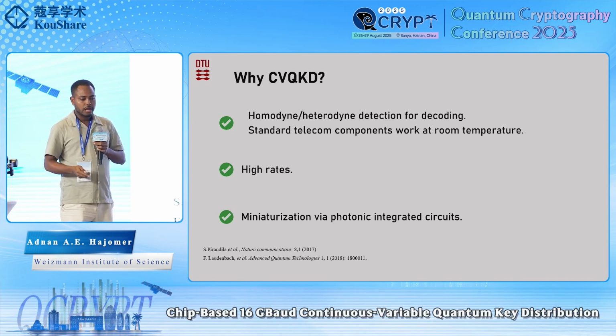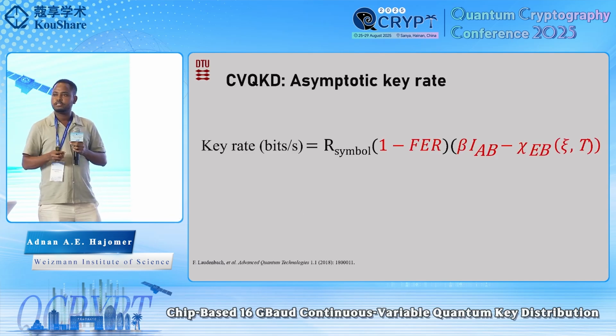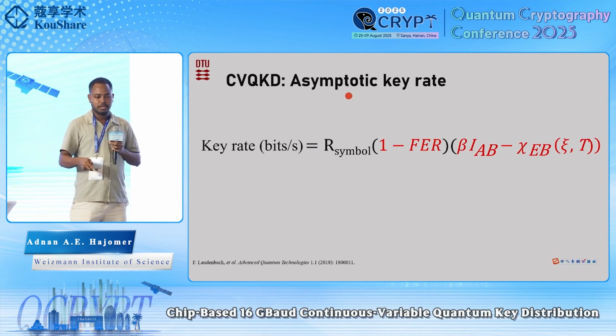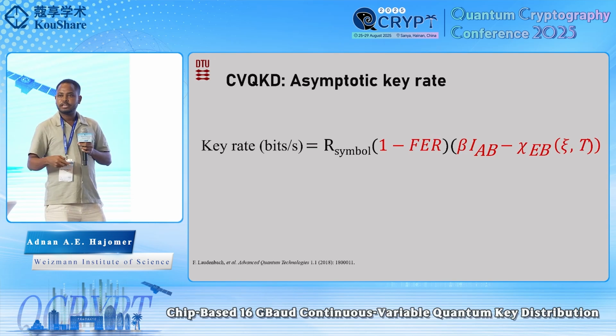All right, so let's look at the first advantage, the high rate. How can we improve the key rate of CVQKD? In order to understand that, let's take an example, the asymptotic key rate in bits per second, which indicates the actual throughput of the system.